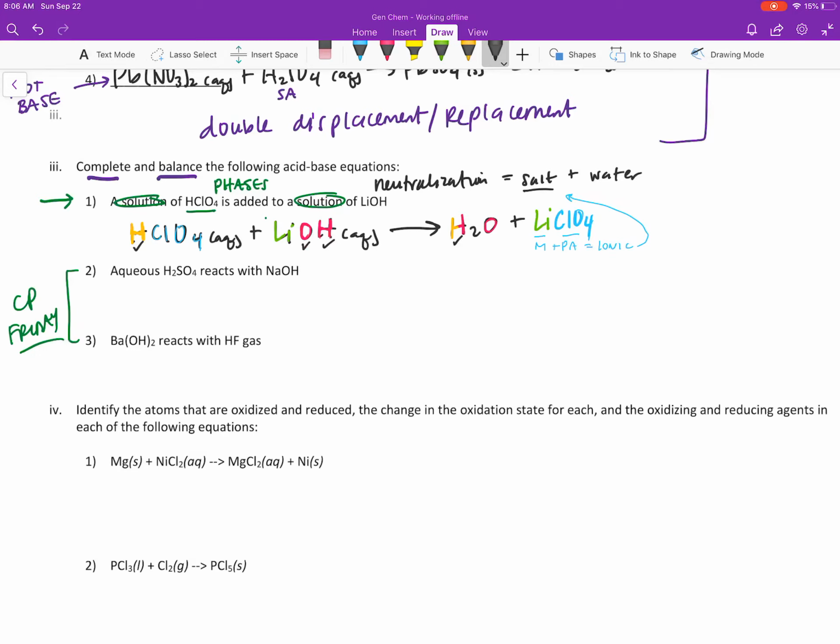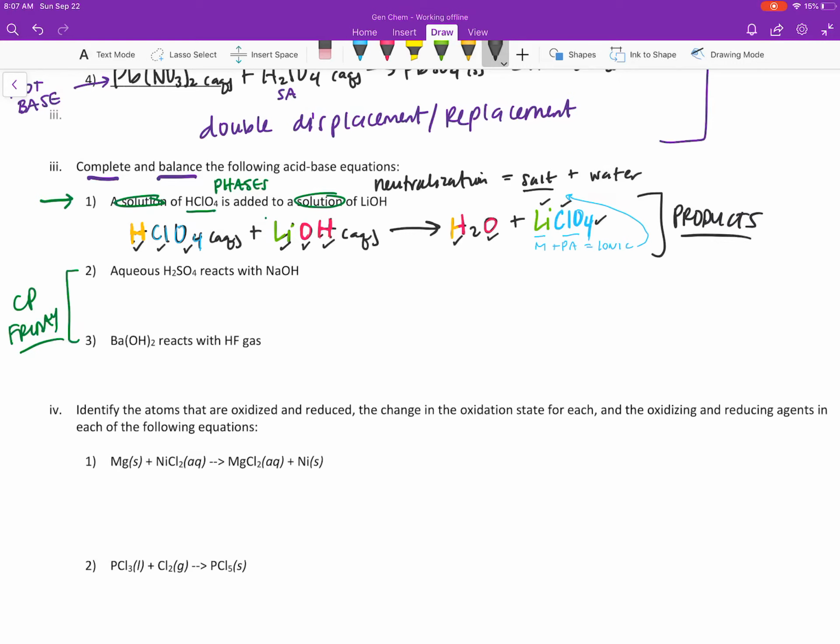I have 1 plus 4 oxygens. I have 1 lithium and 1 chlorine. So everything balances out. I don't need any subscripts. The hardest part of this problem usually is identifying the products.